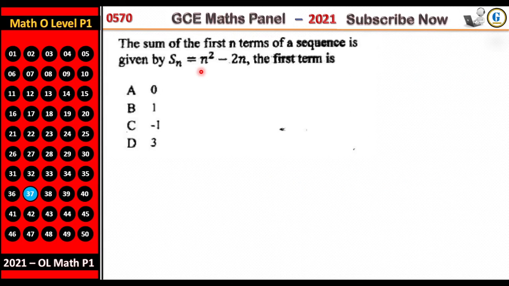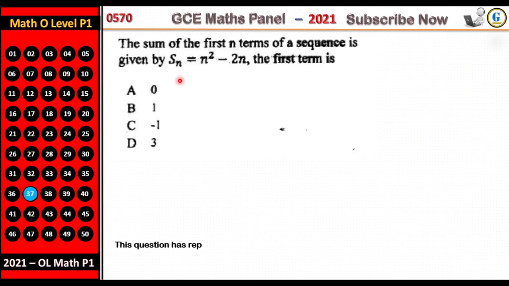37. The sum of the first n terms of a sequence is given by Sn equals n squared minus 2n. What is the first term? Here they have not given us the formula for the nth term. They have rather given us the formula for the sum of the first n terms. And we know that the first term is the same as the sum of the first term, which is S1.